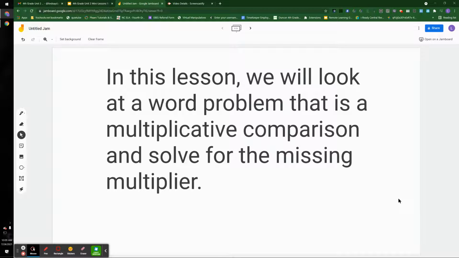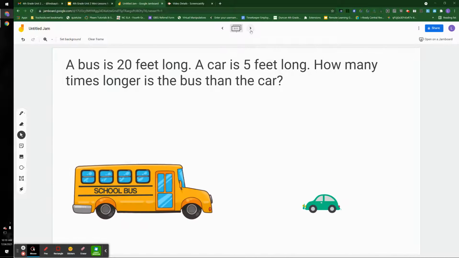In this lesson, we will look at a word problem that is a multiplicative comparison and solve for the missing multiplier. Let's take a look at the word problem together. This problem says, a bus is 20 feet long. A car is 5 feet long. How many times longer is the bus than the car?